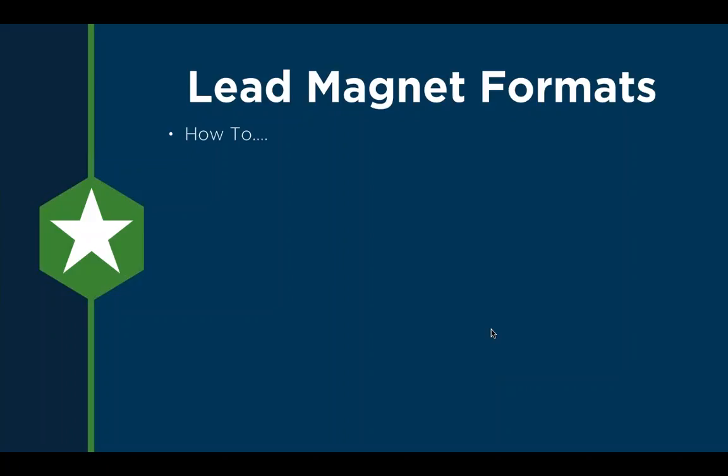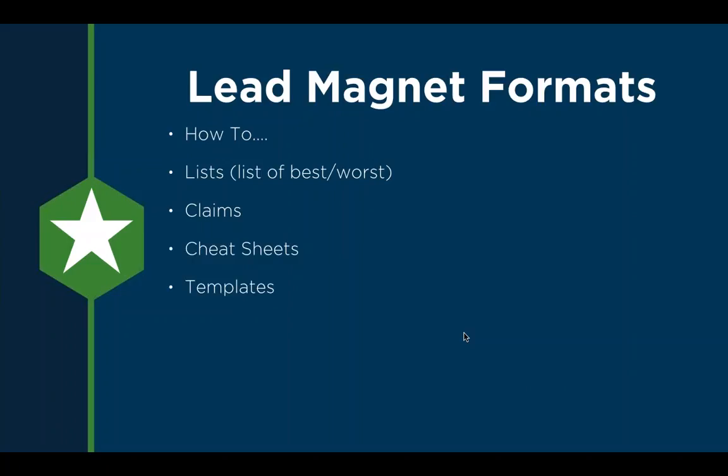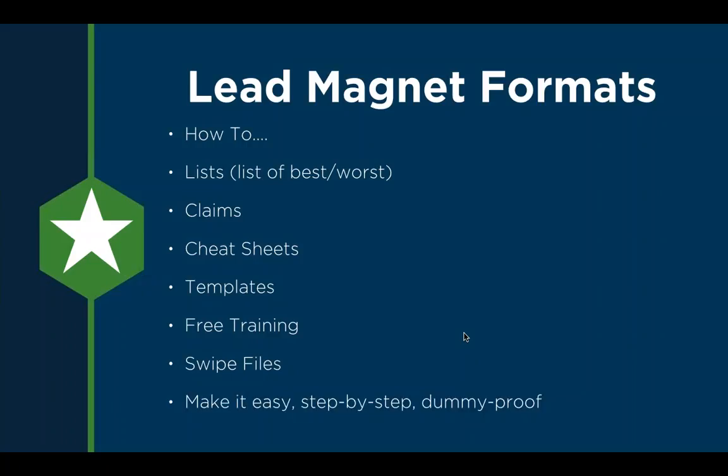Well, you can format it as a how-to, or you can format it as a list, 7 ways to XYZ, or the 7 best things to blah, blah, blah, right? Claims, right? Lose weight in 27 days or less. That's a claim. Cheat sheets, you can position it as a cheat sheet, a template, free training, swipe files, etc. The key here is to make it easy, make it step-by-step, and make it dummy-proof, okay?